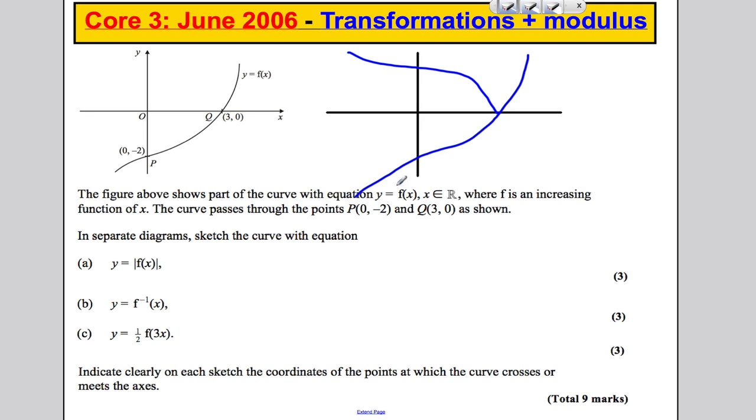So you'd rub out this part here. This point's a key point, 3, 0. It must look like a cusp rather than a U. And this point here would now be 0, 2, and you'd be done.